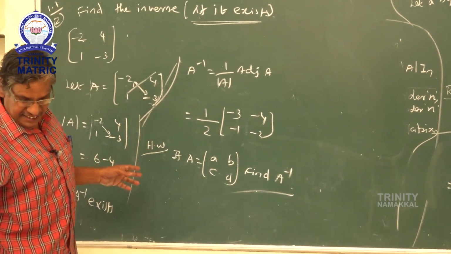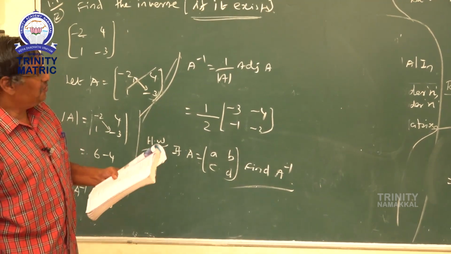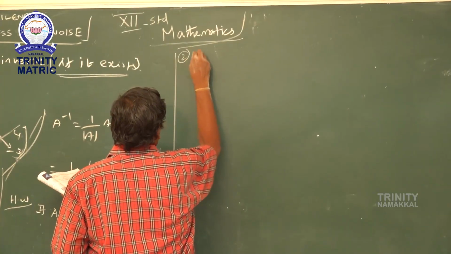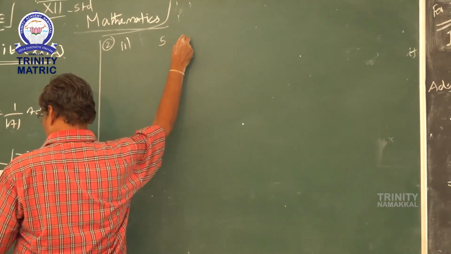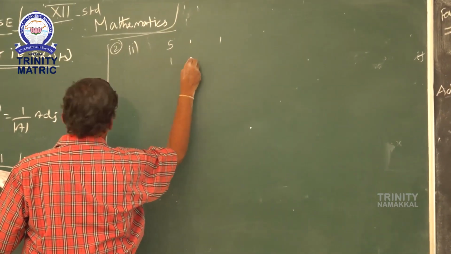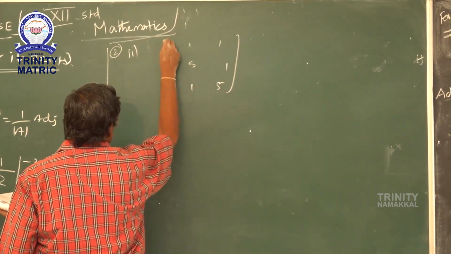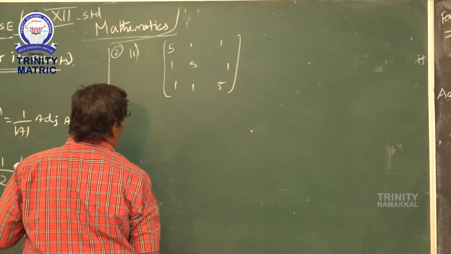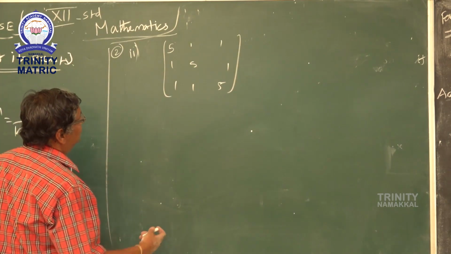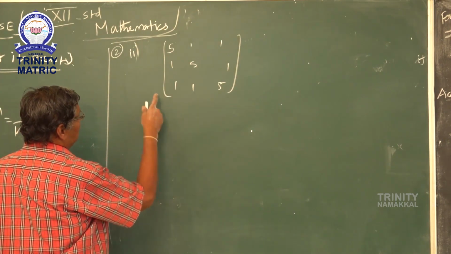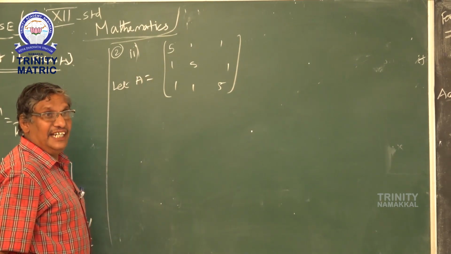Next I will go for one more sum, for a 3 by 3 matrix. How will we do the 3 by 3 matrix? And the second sum. What is the given matrix? 5, 1, 1, 1, 5, 1, 1, 1, 5. Dear students, you should always keep your textbook along with you, or if you do not have one, you can download it. Let the name be A. We have to find A inverse.